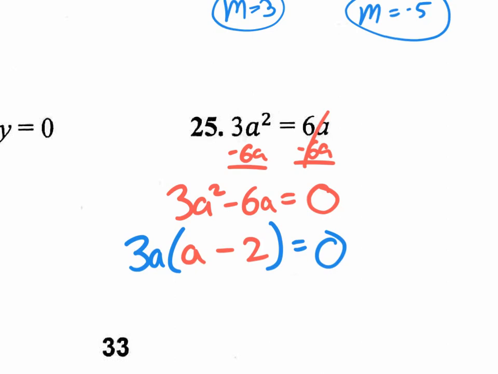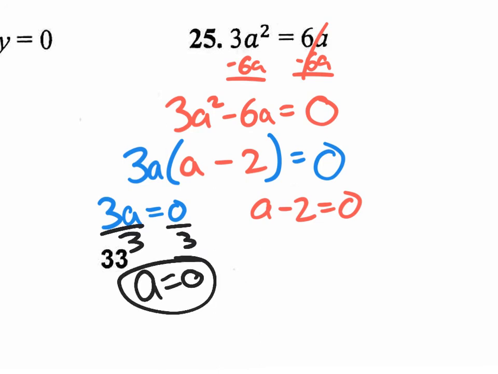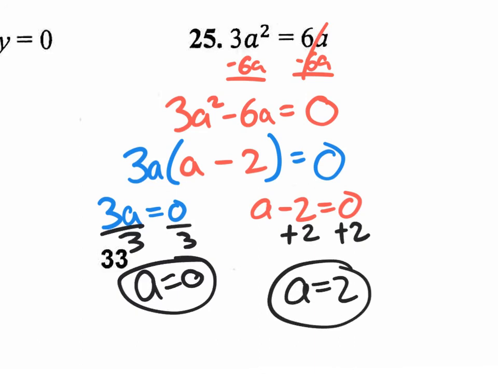So now we truly do have something times something equals 0. And now we could take this something and split them and set them each equal to 0. And we have those two simple equations. All we have to do is solve them. On the left equation, all you have to do is divide by 3, and you still get a equals 0. That's an answer. On the other one, plus 2, a equals 2. That's another answer. And that's it. We're done. Cool?